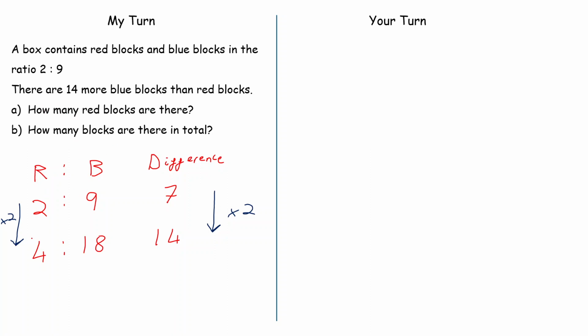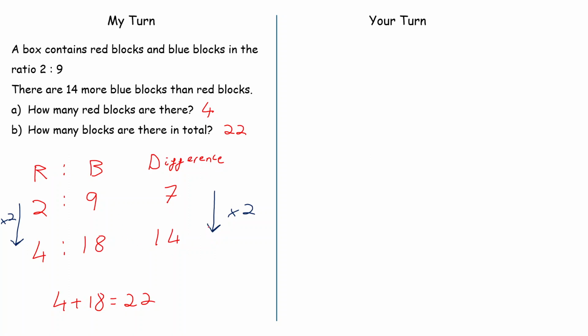Well, you can see red is going to be this number down here, so 4 is going to be that answer. So how many blocks are there in total? It's going to be 4 add 18, which gives you 22. So 22 in total. Notice these don't add up to make this number this time, because here we're looking at the difference, which is important.